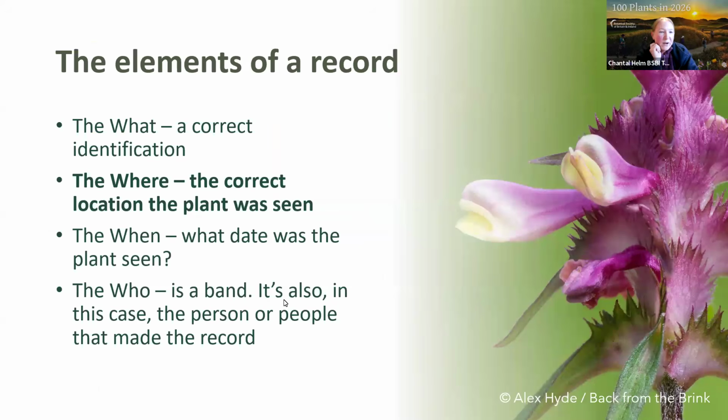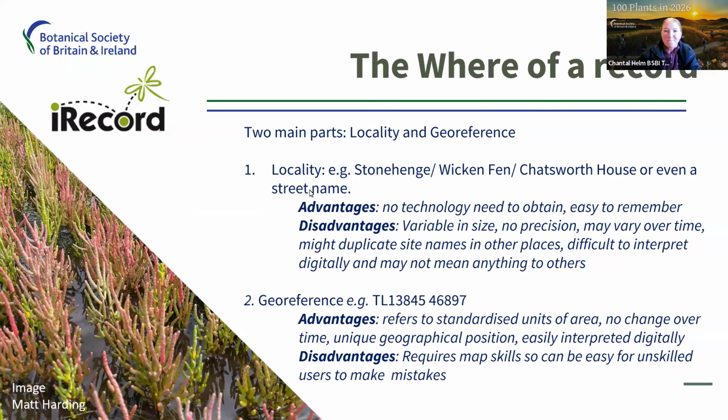So the four elements of a record, just to remind ourselves, and those who've been submitting records already will obviously be very familiar with these. The what, which is the correct identification, the where, the location of where the plant itself was seen, and the when, obviously the date, and the who, and that would be you if you were recording the plant. So that's all the four W's. Let's talk about where.